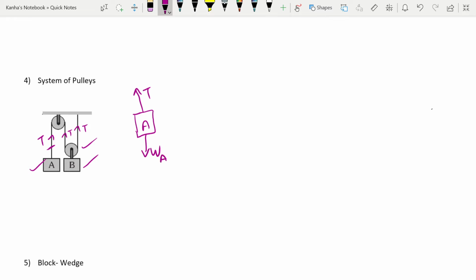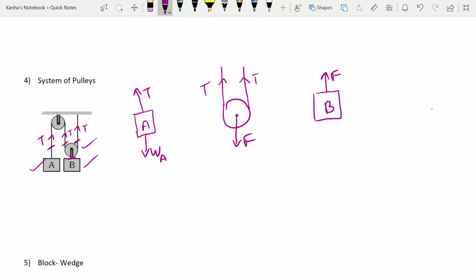Next I'll draw it for the pulley. Now the pulley is being pulled by two contacts. There is a contact here, there is a contact here. So there are two contact forces, T and T, and there is one more force, the contact force with B. So there is a force downwards. Similarly, there is this mass B which is attached to the pulley. So there is a contact on top, which is F, and a non-contact force, its weight.